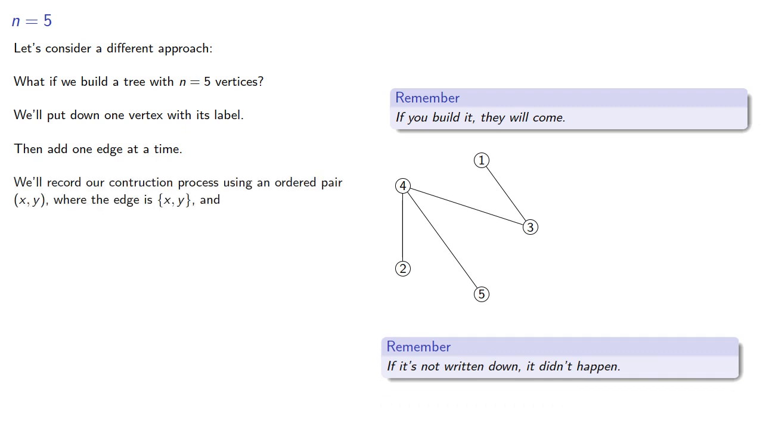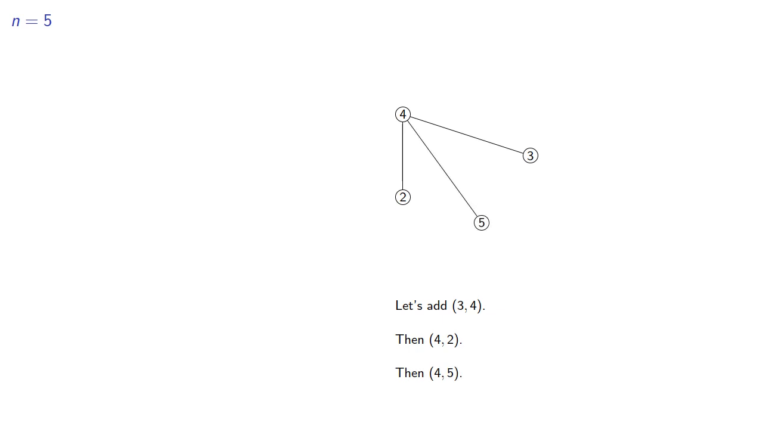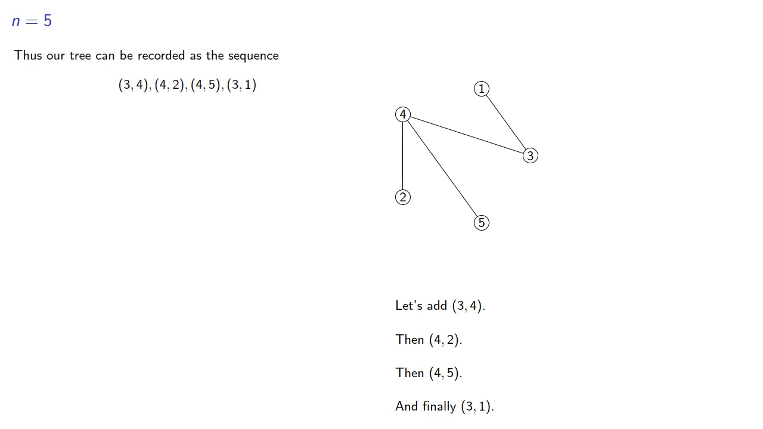We'll record our construction process using an ordered pair x, y, where the edge is the edge between x and y, and it's ordered, so x is the vertex being joined to, that's our existing vertex, and y is the vertex we're adding. So let's grow a tree. We'll put down vertex 3 first. We'll add an edge 3 to 4, then an edge 4 to 2, then another edge 4 to 5, and finally an edge 3 to 1. And so our tree can be recorded as the sequence.